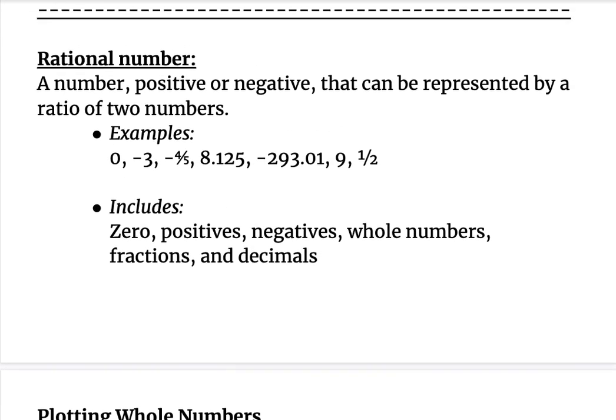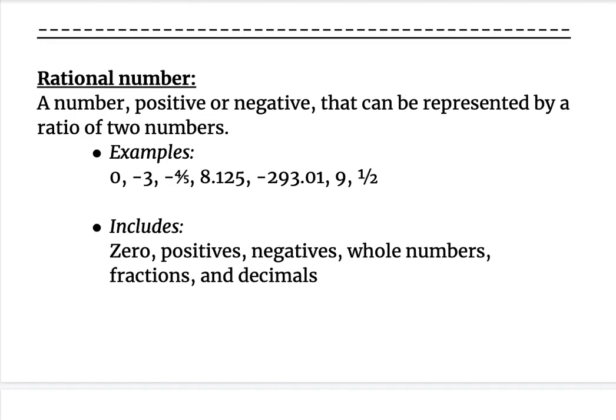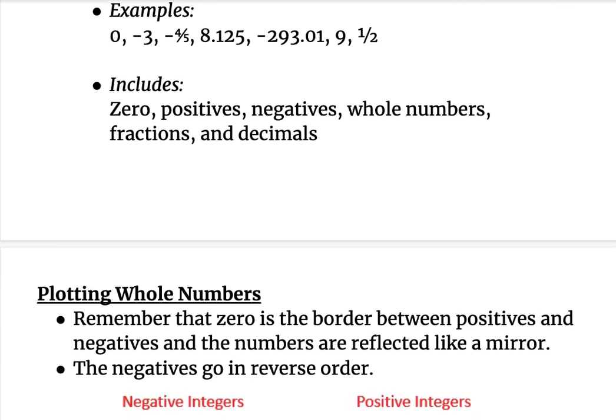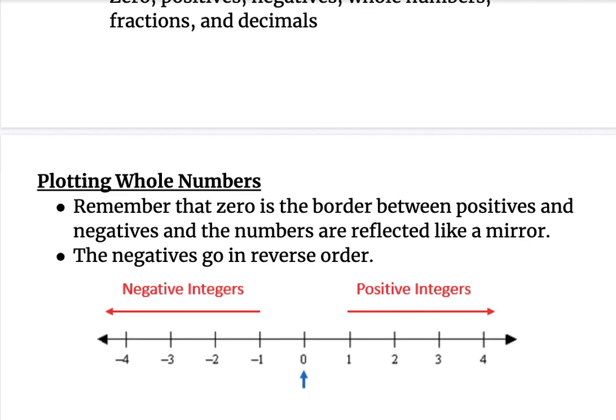And make sure you have that definition in your notebook before you move on, because we're going to talk about how to plot 3 different types of numbers. So with whole numbers, remember that 0 is the border between the positives and negatives, and the numbers are written like they're reflected on a mirror.